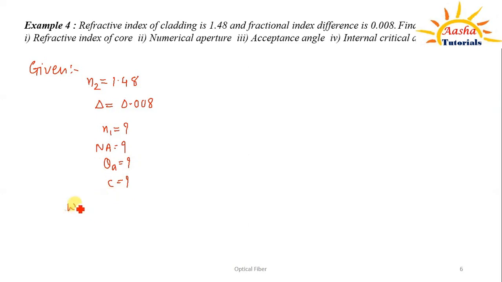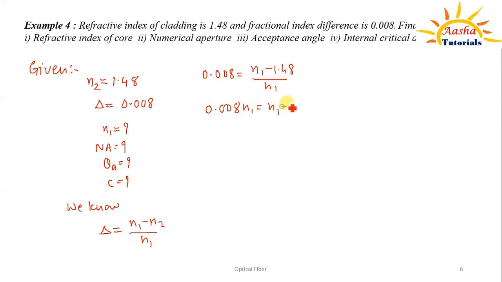We know the relation of fractional refractive index change, that delta is equal to n1 minus n2 upon n1. We just need to put these given values and simplify this relation. So delta is given to us, that is 0.008, which is equal to n1, which we have to find, minus n2, which is 1.48, divided by n1. I will take n1 to this side, so 0.008 n1 is equal to n1 minus 1.48.